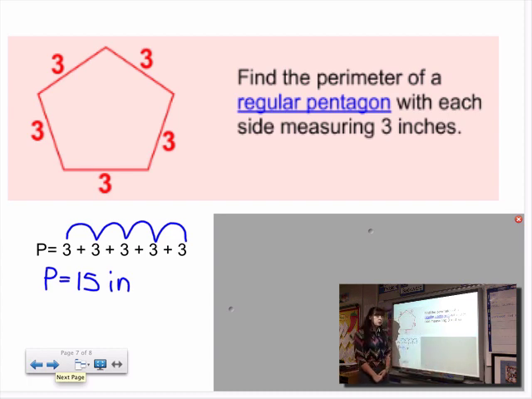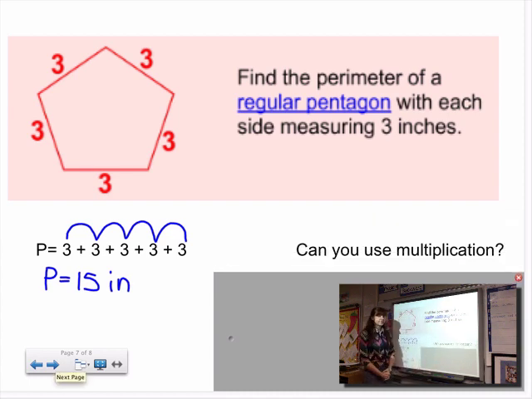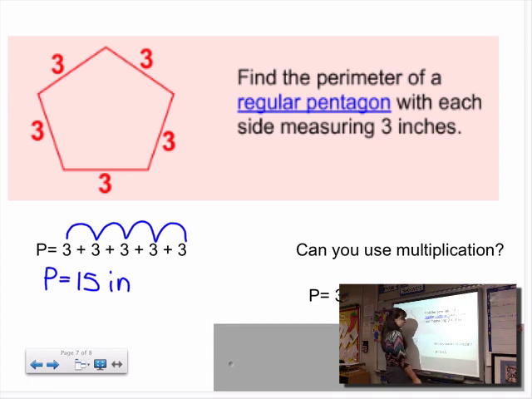You may have also chosen to think of it as a multiplication sentence. Let's pause here for a moment. Can you think of how we might represent 3 plus 3 plus 3 plus 3 plus 3 using multiplication? Let's see. If you said 3 times 5, you got it. Because we have the number 3 five times, we could use multiplication to find the perimeter of this pentagon by using the number sentence 3 times 5. 3 times 5 equals 15. So this is another way of finding the perimeter of this pentagon is 15 inches. Either way, with repeated addition or multiplication, we find the same correct answer, perimeter of 15 inches.